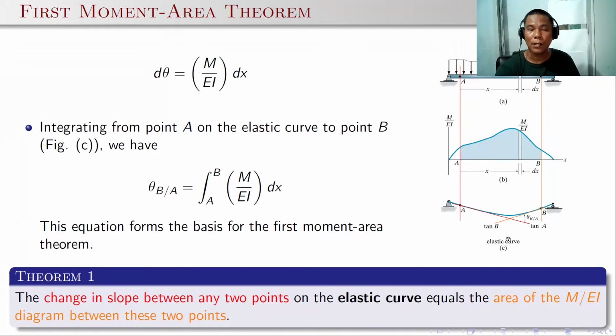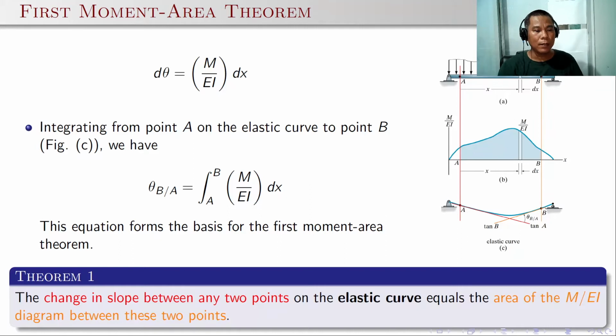To visualize this, you can look at the elastic curve on the right hand side of the diagram. If this is point A and you draw a tangent line there, this is the tangent at A, and this is point B. Drawing a tangent line here will give us tangent B. The angle between these two tangents is defined as theta B with respect to A. So if you say theta B with respect to A, we measure the angle between the two tangents. This equation forms the basis of the first moment area theorem.